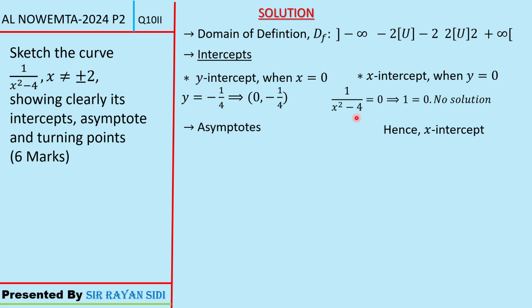So now for the asymptote, I start with the horizontal asymptote. The horizontal asymptote, I can represent it as HA, and it is a point where y equals the limit as x approaches positive or negative infinity of our function. So of 1 over x squared minus 4.